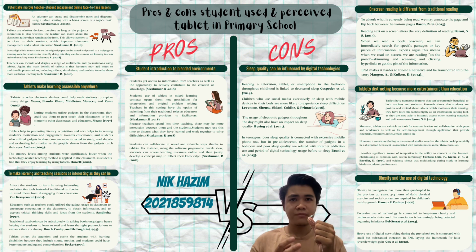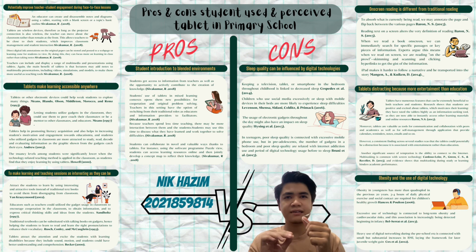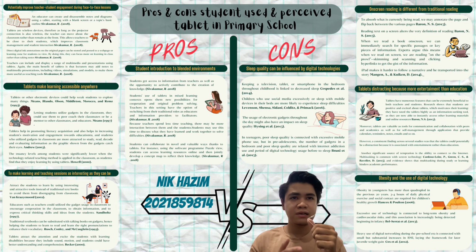Next, Bell et al. 2013 said that excessive use of technology is connected to long-term obesity and cardiovascular risk, and this association is increasingly being detected beginning in infancy. According to Cox et al. 2012, heavy use of digital networking during the preschool era is connected with a small but substantial increase in BMI, laying the framework for later juvenile weight gain.